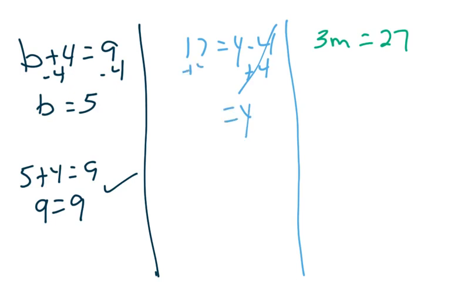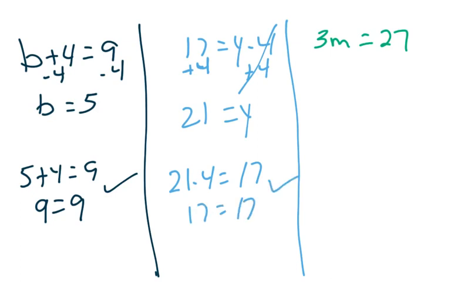And that means I have to add 4 on this side. 17 plus 4 is 21. So then I can check that. 21 minus 4 equals 17. 17 equals 17. Check. And now on this side, we have 3m equals 27.